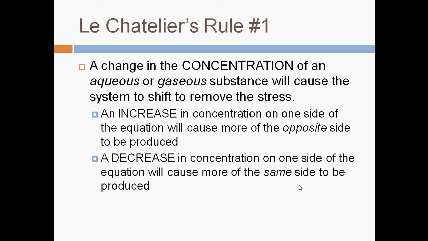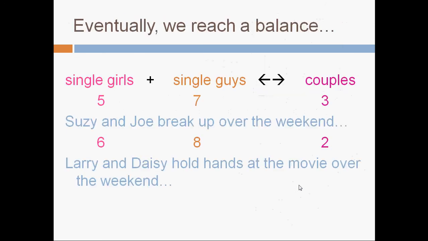Okay. Now the first rule has to do with the concentration. So this is very much like our equilibrium island example where we added more of one of our substances. So if we change the concentration of a substance, that's going to cause the system to shift. Okay? So if we increase the concentration on one side, that's going to cause more of the opposite side to be produced. When we saw an increase in the number of single guys, what that did was created more couples as a result of it.